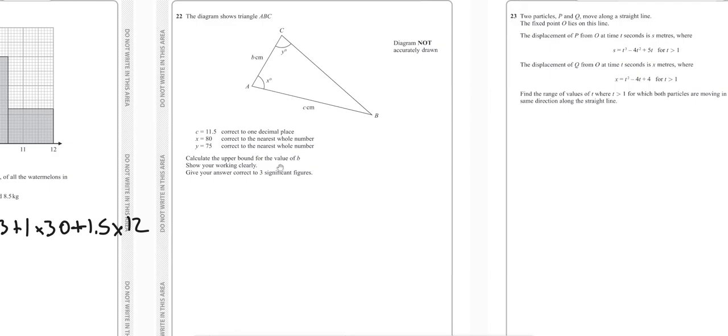Okay, the diagram shows this. Calculate the upper bound for B. So B is that, so we know that it's a non-right angle triangle, so we know the sine rule.